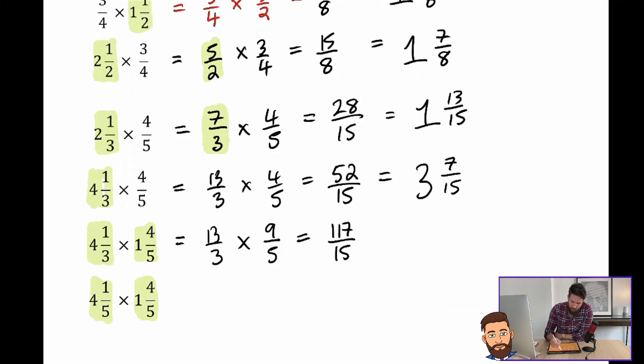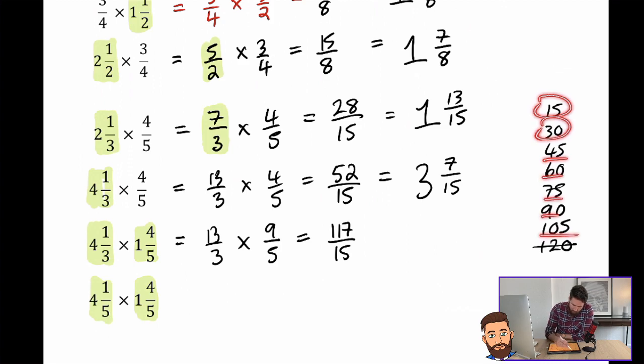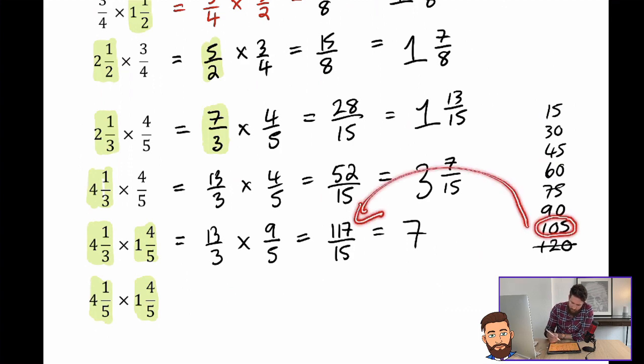Now that's quite a horrible looking fraction to turn into a mixed, but it's the same principle. How many times does 15 go into 117 whole? Well, you could write 15 times table out: 15, 30, 45, 60, 75, 90, 105, 120. 120 is too many, so it is 1, 2, 3, 4, 5, 6, 7 whole ones. With, how do I get from 105 to 117? That would be 12 15ths left over.